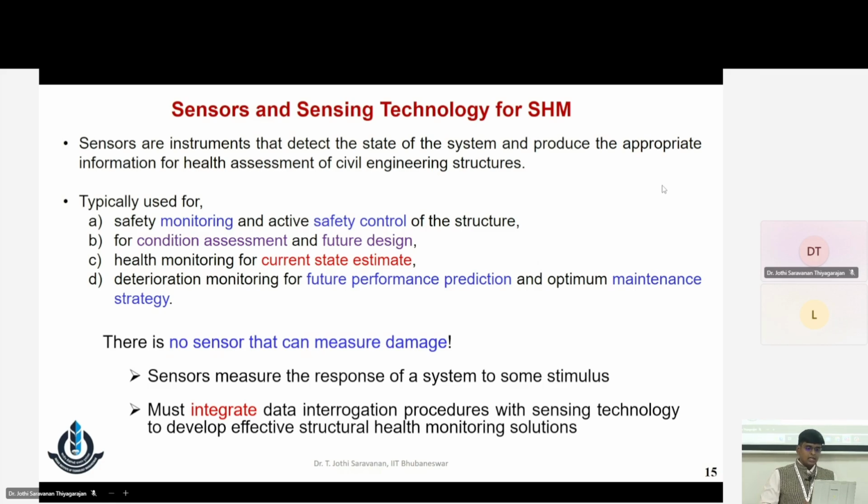So this data interrogation procedure is very important, where that strategy is going to tell you whether the system is effective and cost effective or not. If you have too much procedure, it will raise the cost. So you should be more careful in understanding to develop effective solutions.